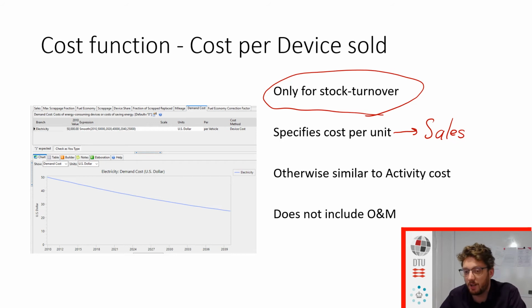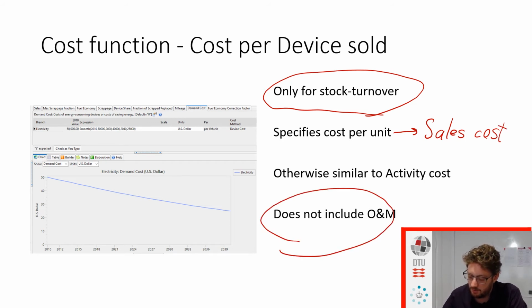It does not relate to the energy cost at all, but none of these do that anyway, because the energy cost we define somewhere else, and I will show you. So this is just the sales cost, which also means it does not include general O&M, which is a bit of a shame, but that is how it is if you use this method.